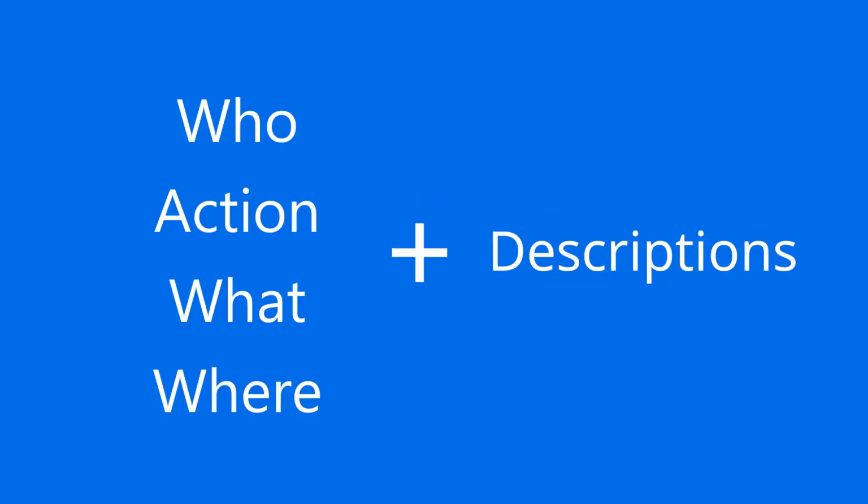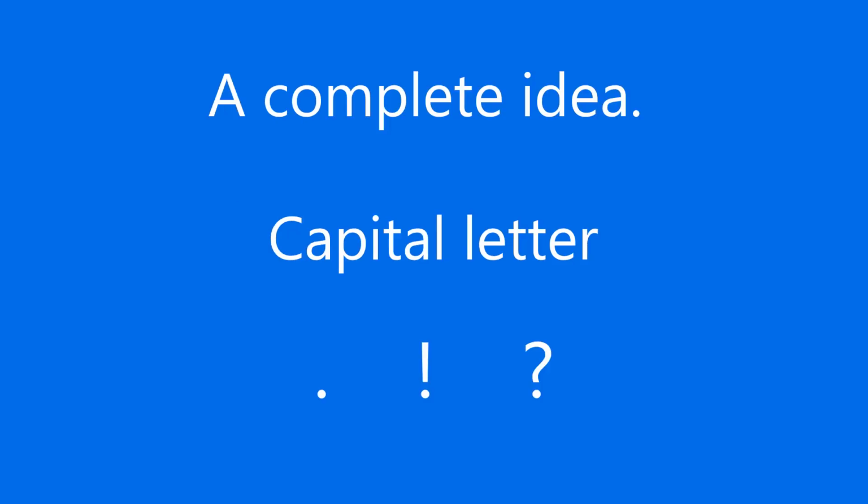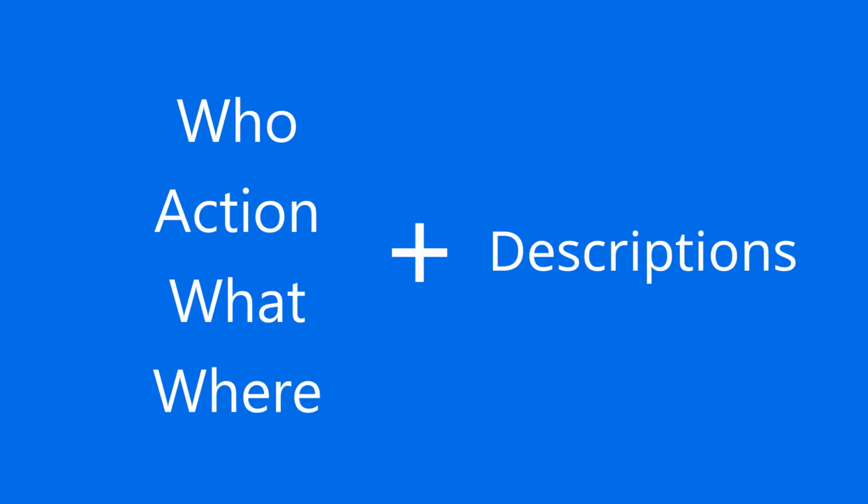Well done. Go over these again as many times as you need to. In this lesson, you learned: a sentence is a complete idea with a capital letter at the start, and either a full stop, exclamation mark, or question mark at the end. You can build sentences with simple words you already know. Words can have different jobs in a sentence, such as being a who, action, what, where, and descriptions.